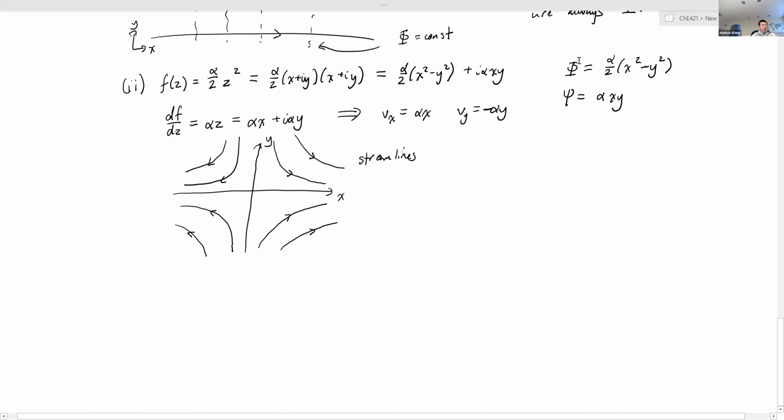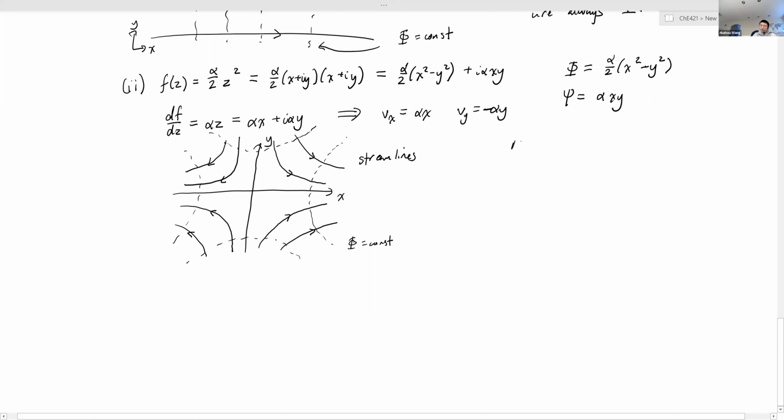You can also look at the lines of constant phi here. Those are the constant potential lines. That's also a hyperbola, but that looks like this. Okay. Right. You could also calculate the speed of this flow. You just take the absolute value of this, the magnitude of this.